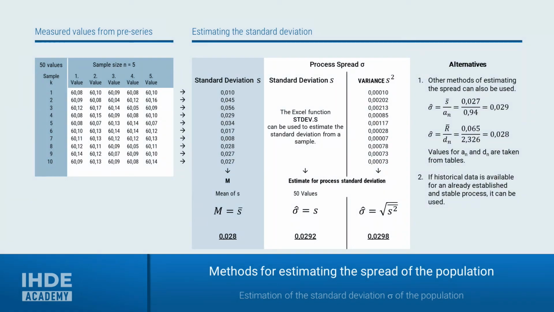The standard deviation of all individual values must now be calculated based on the same measured values. This can be done, for example, with MS Excel and the function stdev.s. However, there are other methods that can be used to estimate the standard deviation. 2 of these are shown on the right. If you don't have a computer to help you, you can also calculate the standard deviation manually using the range R and the value dn. Values for dn and an would then have to be taken from tables again.